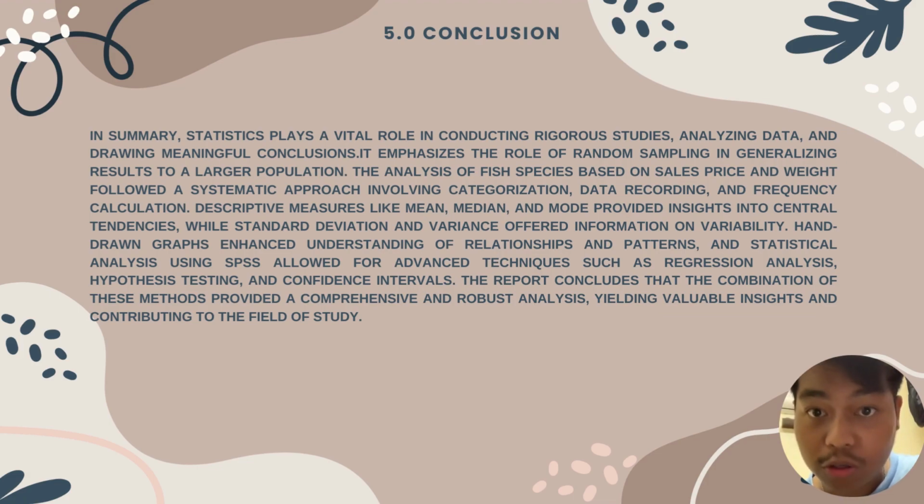The last part is the conclusion part. So in summary, statistics play a vital role in conducting rigorous studies, analyzing data, and also drawing meaningful conclusions. It emphasizes the role of random sampling in generalizing results to a larger population. The analysis of fish species based on the sales price and weight followed a systematic approach involving categorization, data recording, and frequency calculation. Descriptive measures like mean, median, and mode provide insight into central tendencies, while standard deviation and variance offer information on variability.